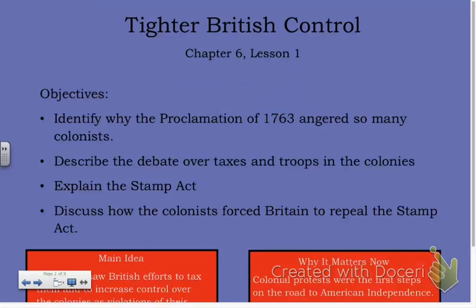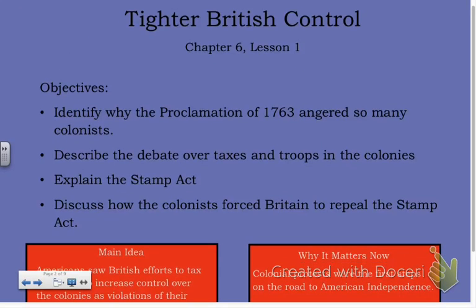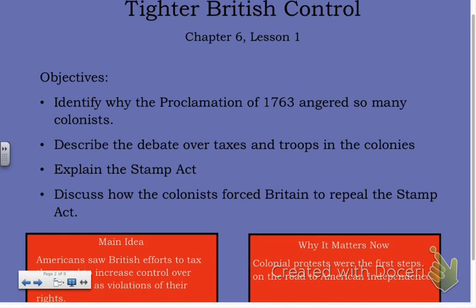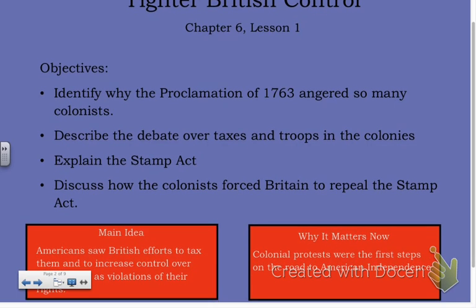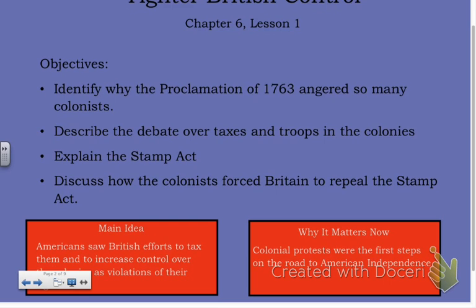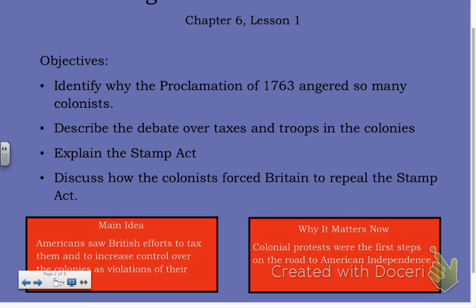Our objectives for this lesson, what we hope to get out of this, is to be able to identify why the Proclamation of 1763 angered so many of the colonists, describe the debate over taxes and troops in the colonies, explain the Stamp Act, and then discuss how the colonists forced Britain to repeal the Stamp Act.